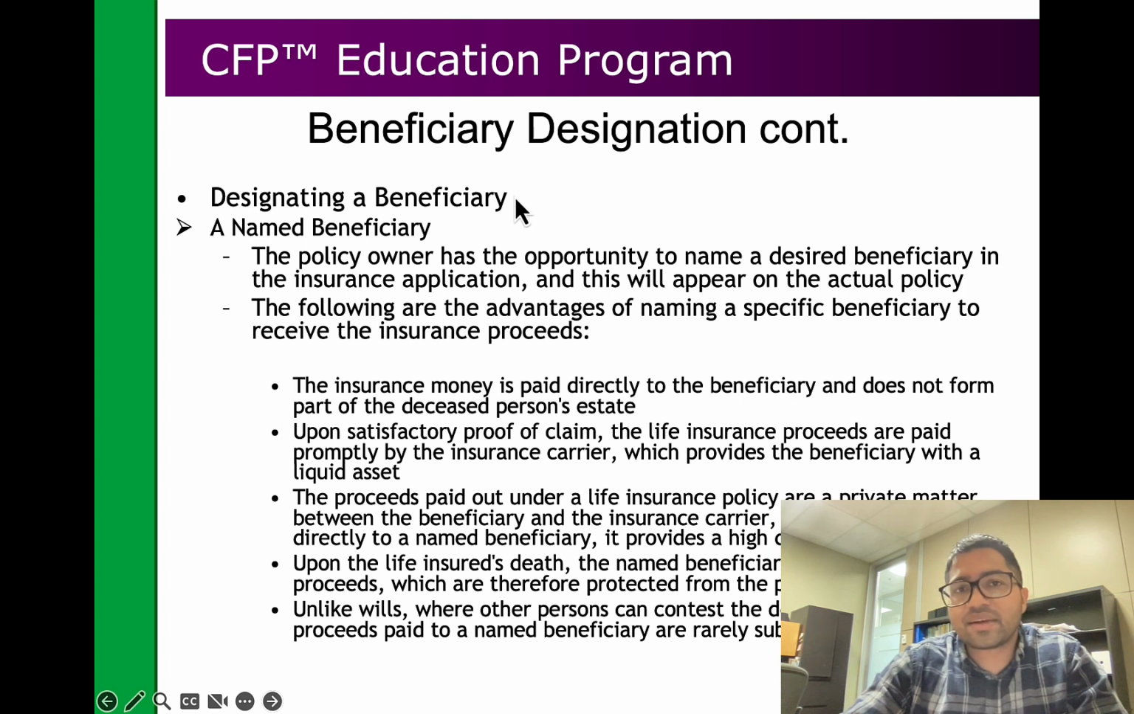So, designating a beneficiary. A named beneficiary. A policy owner has the opportunity to name a desired beneficiary in the insurance application, and this will appear on the actual policy.